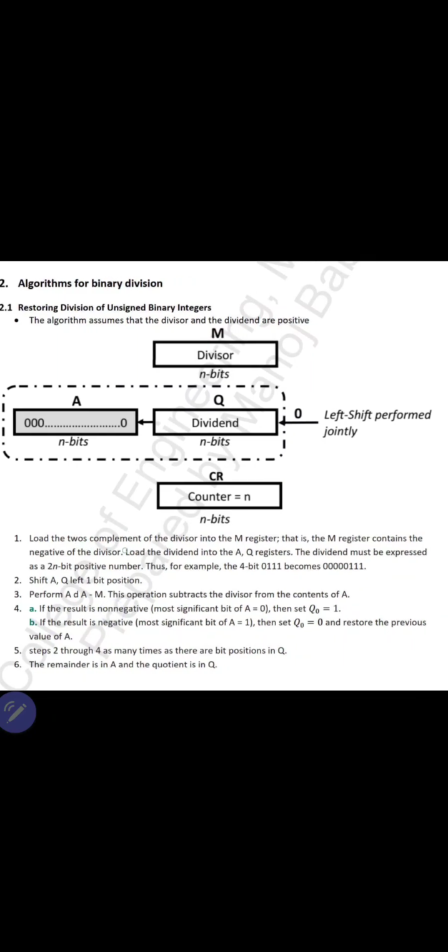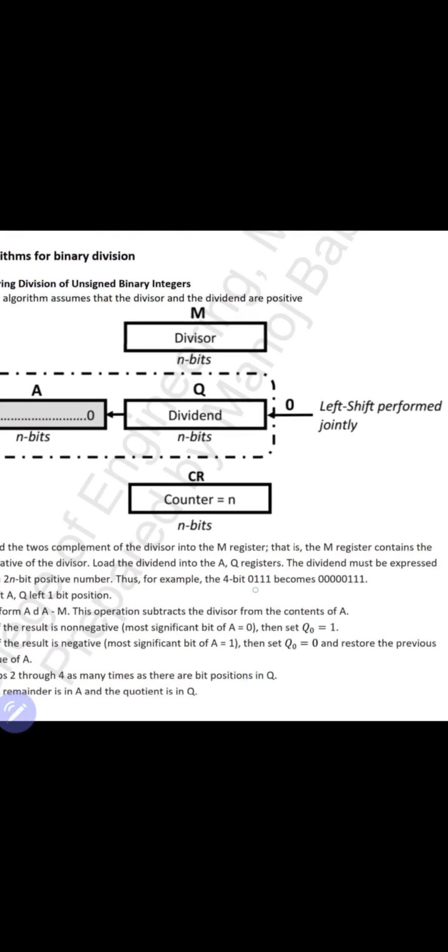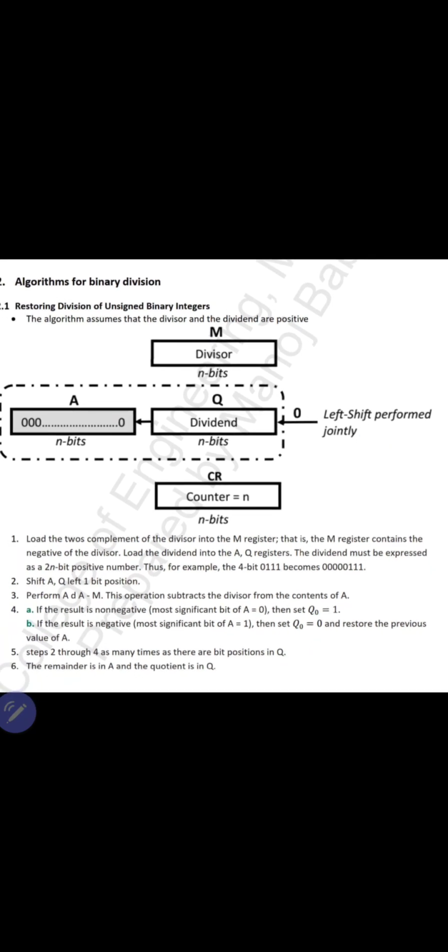The first step is to load the 2's complement of the divisor into the M register, that is, the M register contains the negative of the divisor. Next, load the dividend into the AQ register. The dividend must be expressed as a 2n bit positive number. For example, if it is the 4 bit number 0111, then the dividend will be saved as 00000111, as 2n bits, in the A and Q registers jointly. Now the M register has the divisor and the A and Q registers have the dividend.